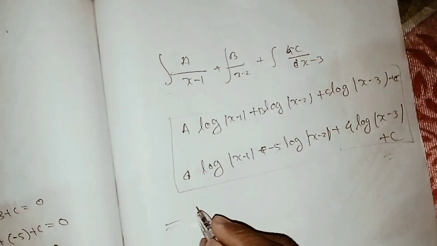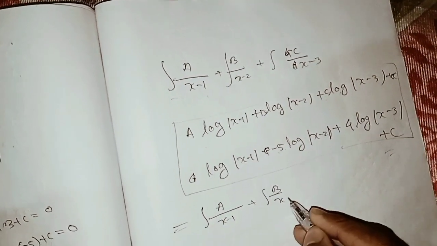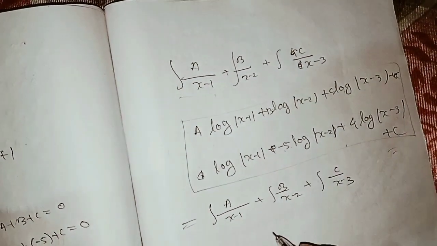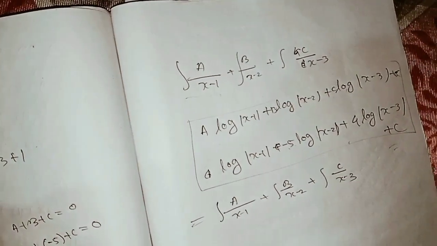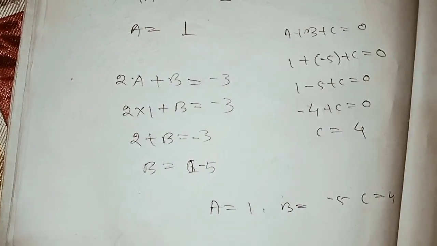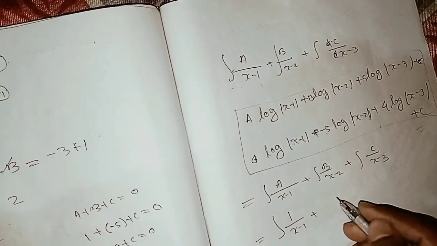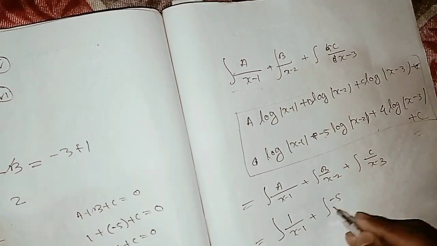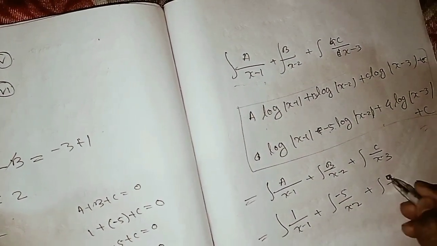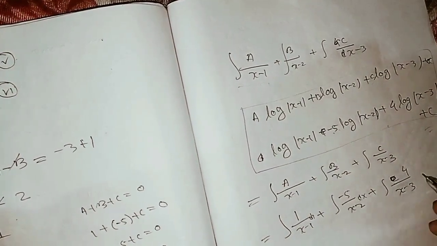You can see this is the integration of a by x minus 1 plus b by x minus 2 plus c by x minus 3, yes or no? So what is the value of a? The value of a is 1, you can see, so we put 1 by x minus 1, plus the value of b is minus 5, so minus 5 by x minus 2, plus c by x minus 3. What is the value of c? 4 by x minus 3. Okay, we have to write dx because we are doing integration.